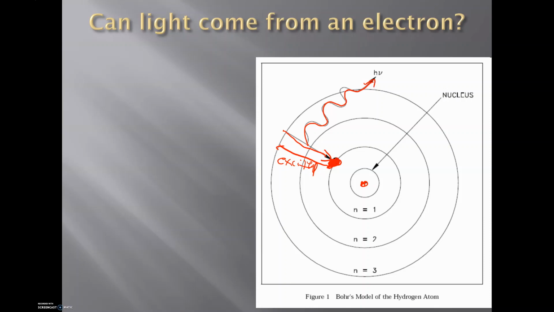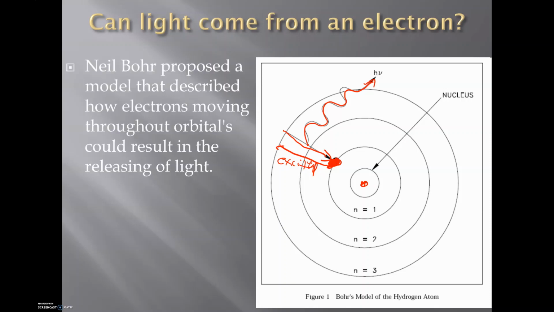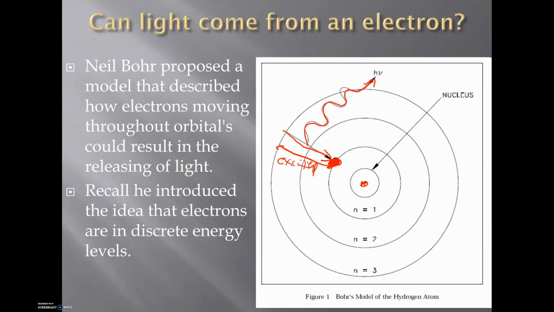Depending on how much the energy changes, that will really determine the wavelength and the color of light that you see. Niels Bohr proposed this model to describe how electrons move throughout orbitals, and this movement throughout the orbitals is what results in the releasing of light. Also recall that he introduced the idea that electrons are in discrete energy levels, and that's where you have n equals 1, n equals 2, and this can go all the way up to n equals 7 theoretically.